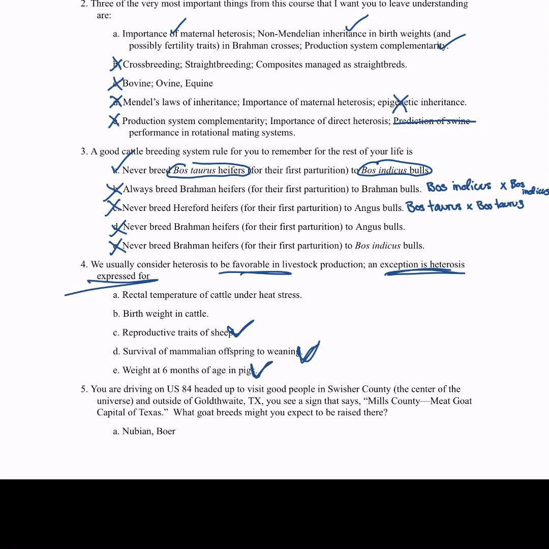And there's actually some favorable response to heterosis with rectal temperature in cattle. But we know if birth weight gets too high in cattle, which can sometimes happen because of heterosis, we can start to see some issues with dystocia. So the answer for number 4, an exception for favorable heterosis expression, is birth weight in cattle.